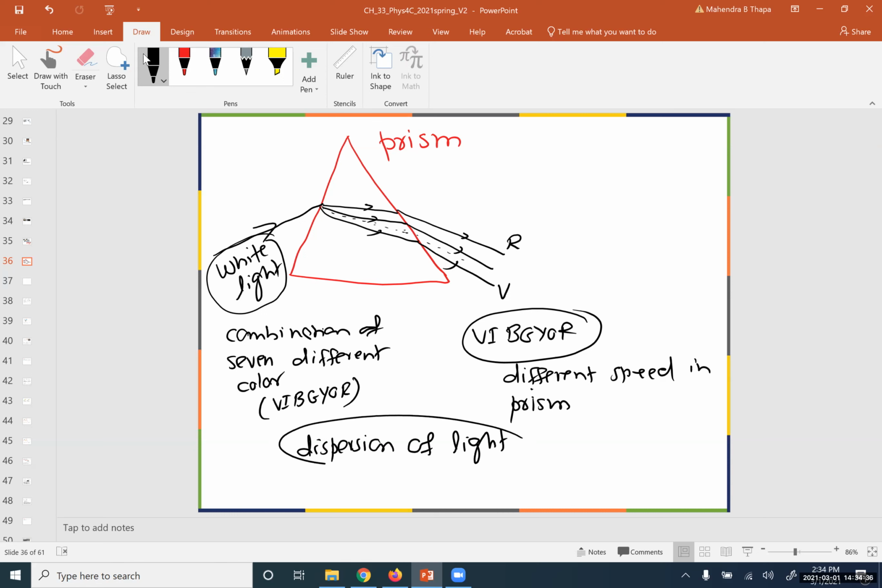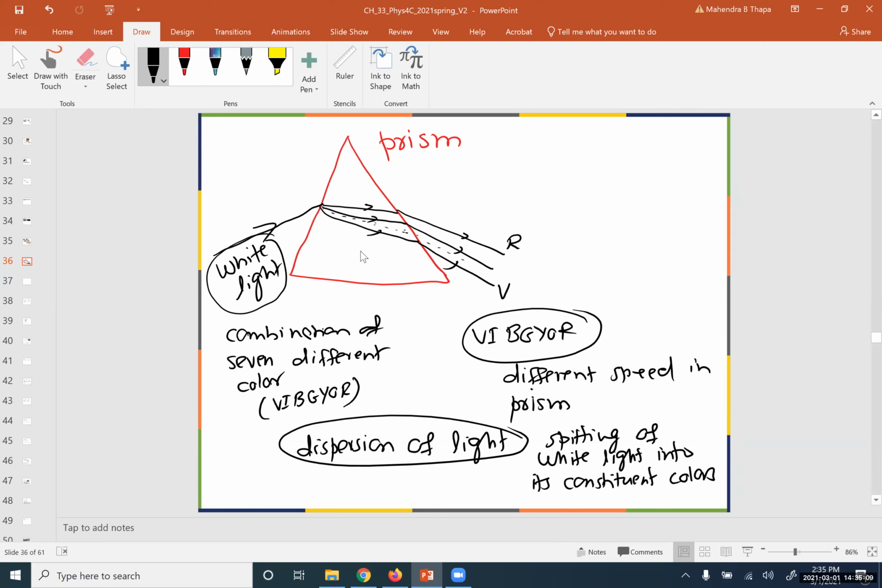Dispersion of light means a splitting of white light into its constituent colors. So you see from this picture, light bends at 2 faces.